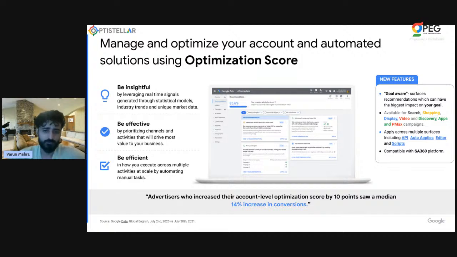Some of the new features that we have introduced here are goal-aware surfaced recommendations, which can have the biggest impact on your goal. These are available for search, shopping, display, video, discovery, apps, and PMax campaigns. It's applicable through API. You can use the auto-applies. You can use the Google Ads Editor. You can use the scripts. It's also compatible with the Search Ads 360 platform.